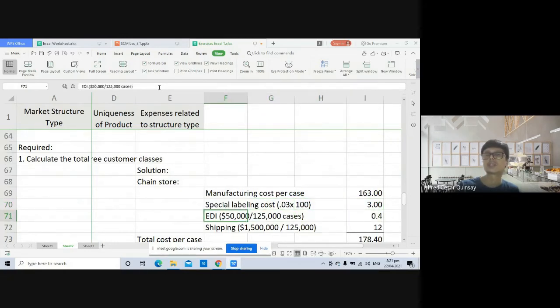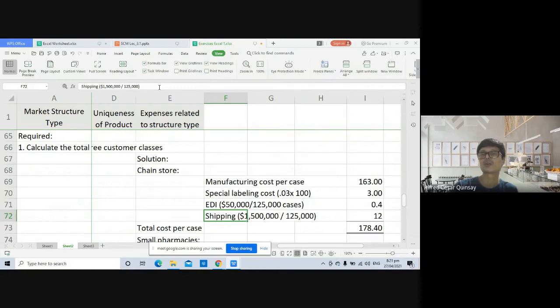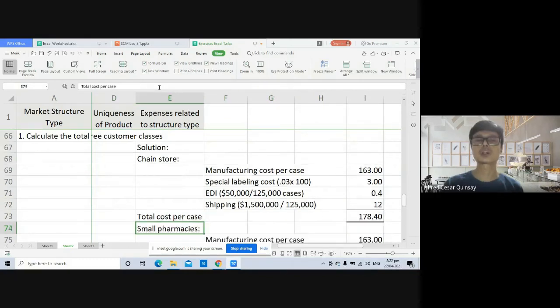Okay, tapos yung EDI, yung system nila, may 50,000 sila nagagastos. So kung i-equate mo yon per case, may 0.4 sila na magagastos doon per case. And then yung shipping nila is 1.5 million. So divide mo dun sa number of cases na naibenta nila, 125,000. So meron siyang $12 per case. So ganyan yung pagpa-pricing, no? Okay, depende dun sa units or yung elements na gagamitin. So total mo yan, it's 178.40. Yan yung total cost per case.